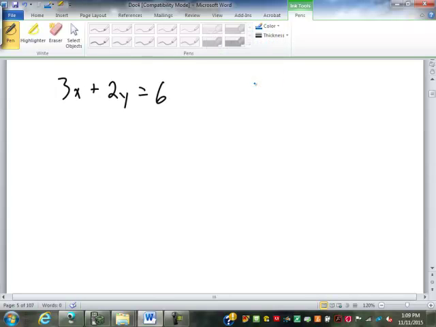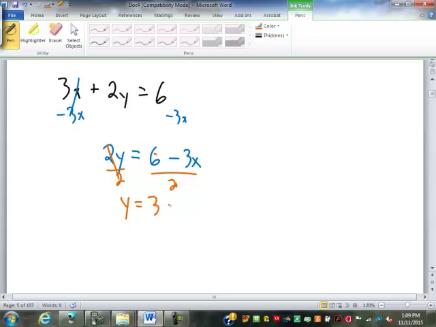Now what do we have to do here? We have to get the y by itself, so we have to subtract 3x. So we have 2y equals, what's 6 minus 3x? It's 6 minus 3x. Then what do we have to do? Divide by 2. So y equals 6 divided by 2? 3. Negative 3x divided by 2 is negative 3 over 2 x. So we start at positive 3. And from there we go down 3 over 2.